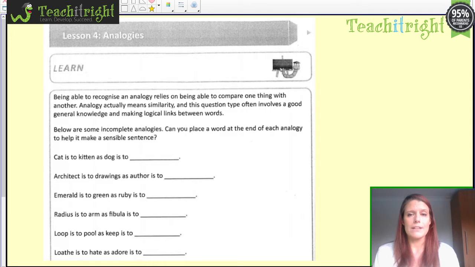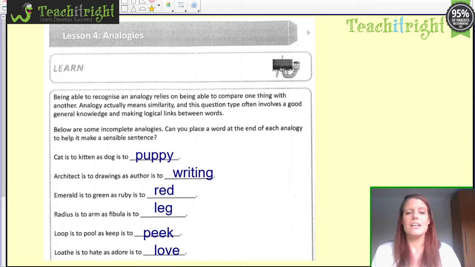So, practice exercise first of all are some incomplete analogies. Can you place a word at the end of each analogy to help it make a sensible sentence? And if you didn't fill this part in for your homework, why not pause the video now and just have a go? What is the relationship between the two things? And let's check the answers.